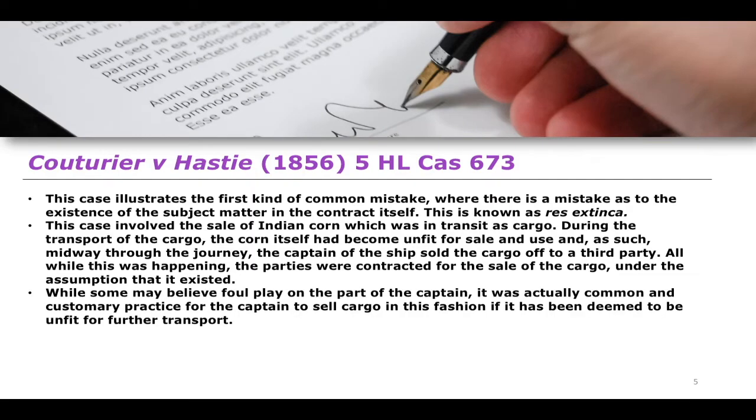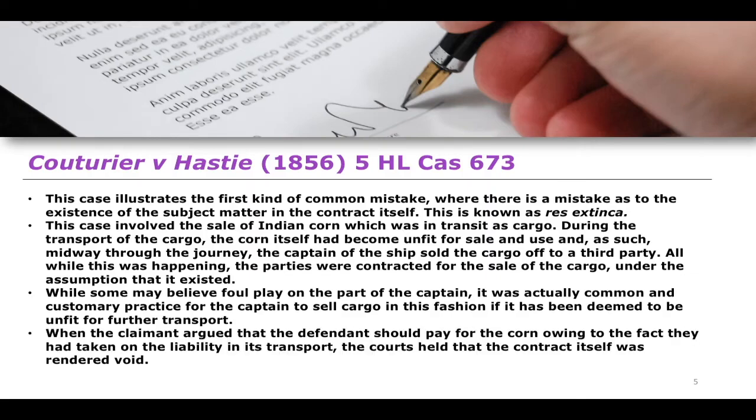While some may believe foul play on the part of the captain, it was actually common and customary practice for a captain to sell cargo in this fashion if it was deemed to have been unfit for further transport. Essentially, rather than having the cargo arrive at its destination unfit and unable to be utilized, sell it as quickly as possible. If it's deemed to be unfit later on in the voyage, then sell it now.